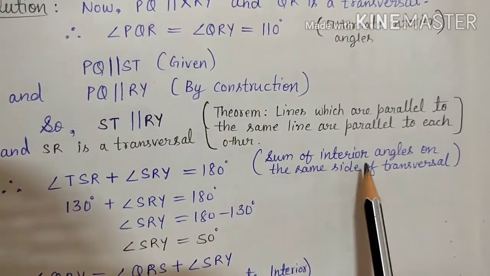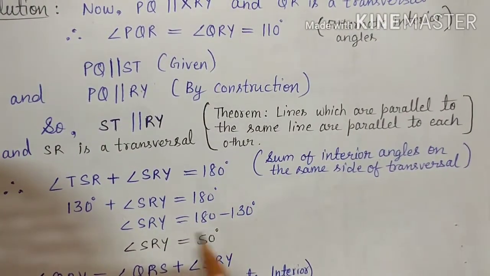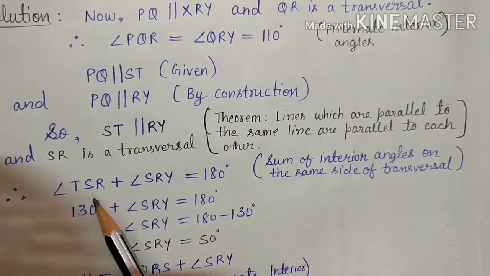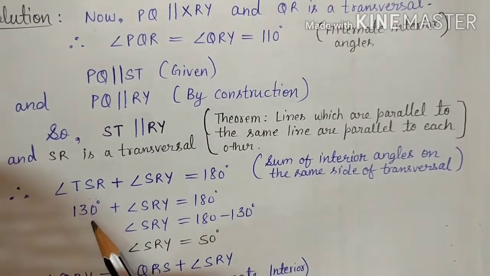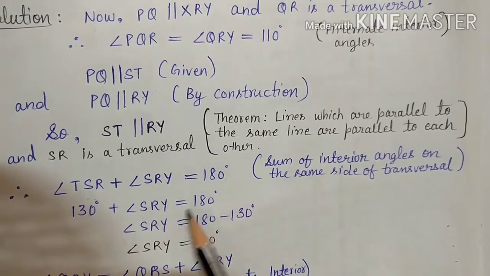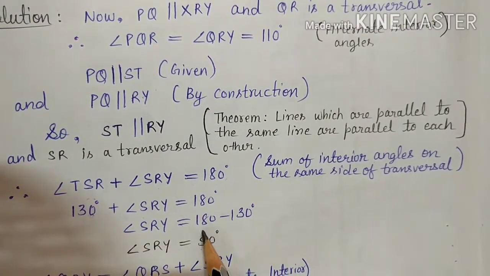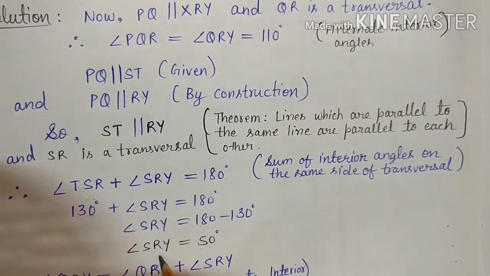180 degrees is the sum of the interior angles on the same side of the transversal. Now angle TSR is already given as 130, so angle SRY we have to find out, with 130 plus SRY equals 180. So this 130 will go to the other side. It becomes 180 minus 130, which is 50. So we got our angle SRY.